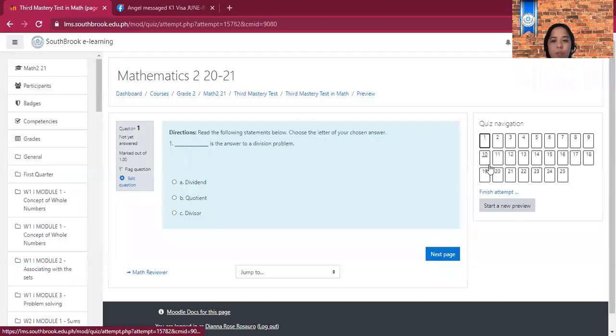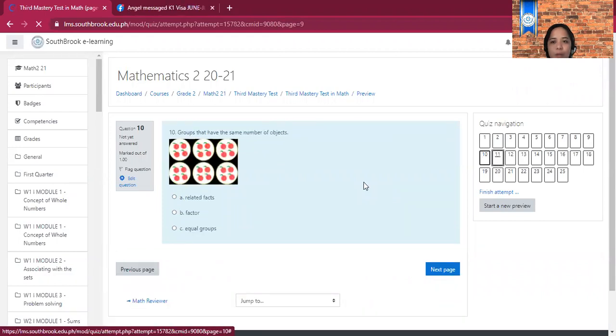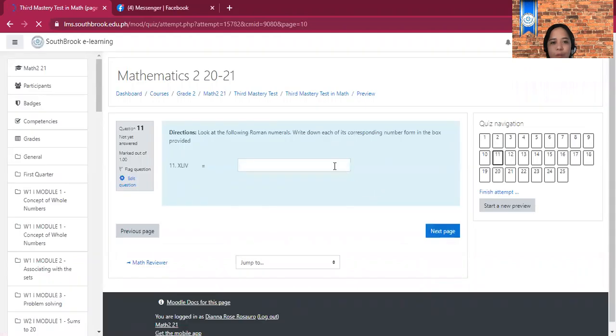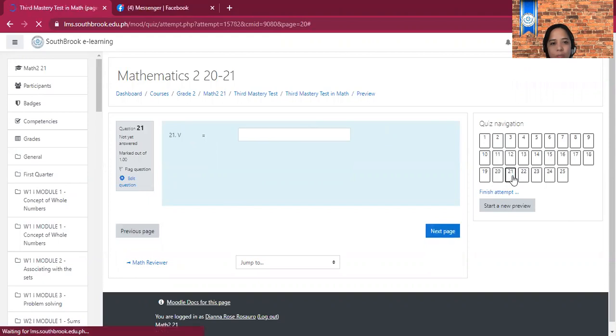Okay, so what you can see from numbers 1 to 10, the test type is multiple choice. For number 11, all you have to do is write down the equivalent of each Roman numeral number. So you write it down in the blank, okay? That's from 11 up until 20. Wait, because I just had it until the last number. Right, so that's from 11 up till 25.